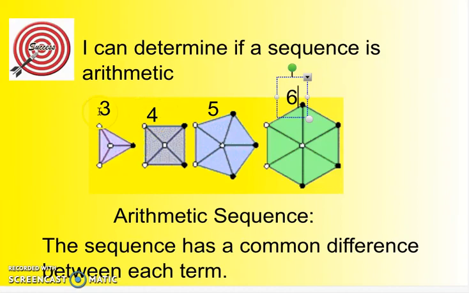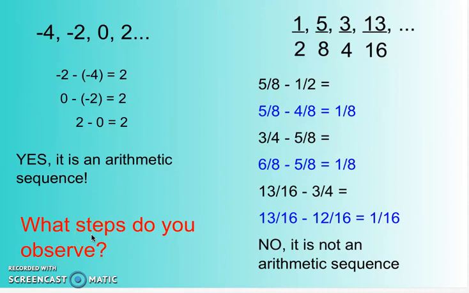And if you notice, if I take 4 minus 3, that would be 1. 5 minus 4 would be 1. 6 minus 5 is 1. It's all going up by 1. This is what an arithmetic sequence is. There is a common difference between each of these terms. Okay, so let's take a look at 2 more examples.